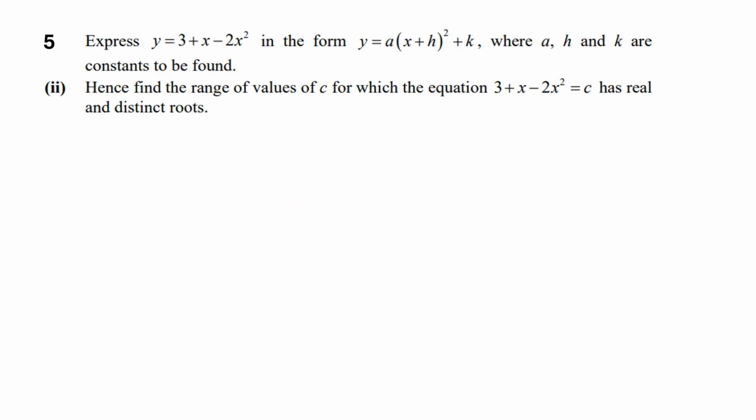Right, so let's look at the last question, question number 5. This question involves completing the square. This is part I. Okay, let's look at part I. Right, so we need to express it in the form. This is called the completed square form.